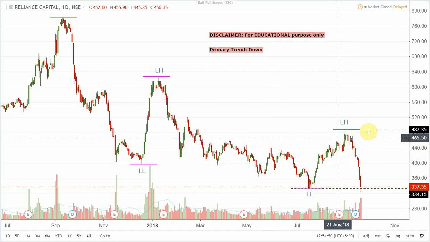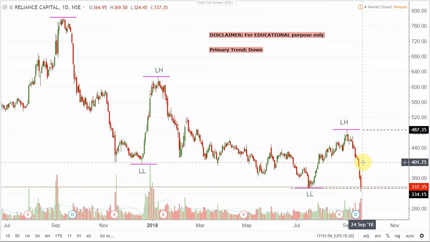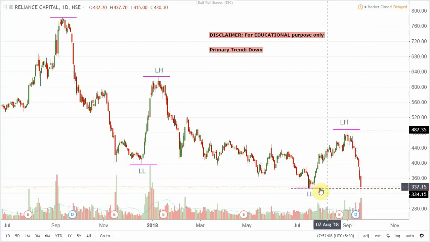So what we were expecting is a pullback from these 484 levels up to maybe some 400, 380 kind of zone. But the market gave us quite a good surprise to everyone. It didn't actually stop falling in this zone. In fact, it broke the previous low also, which is at 334, right? So this is also broken.